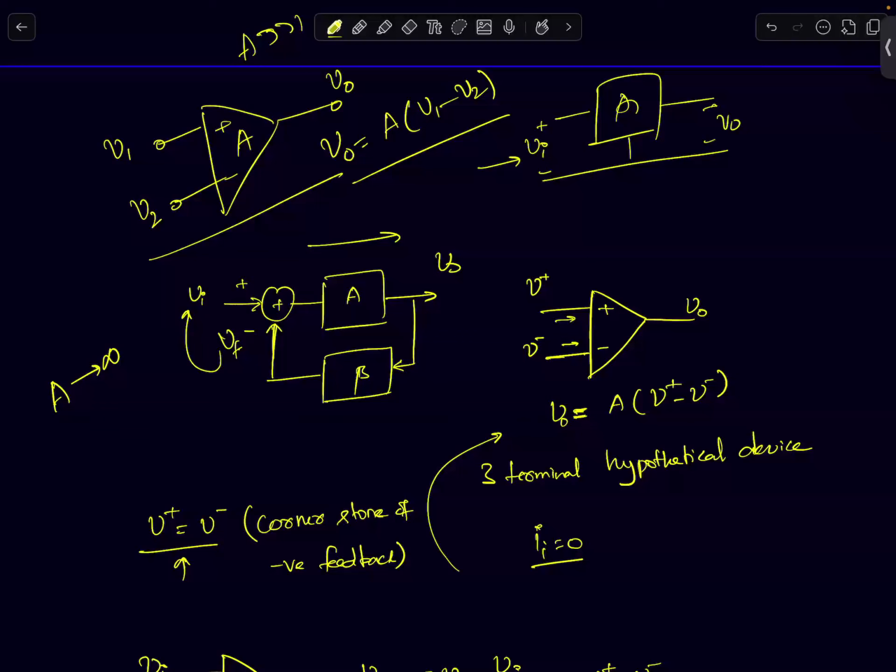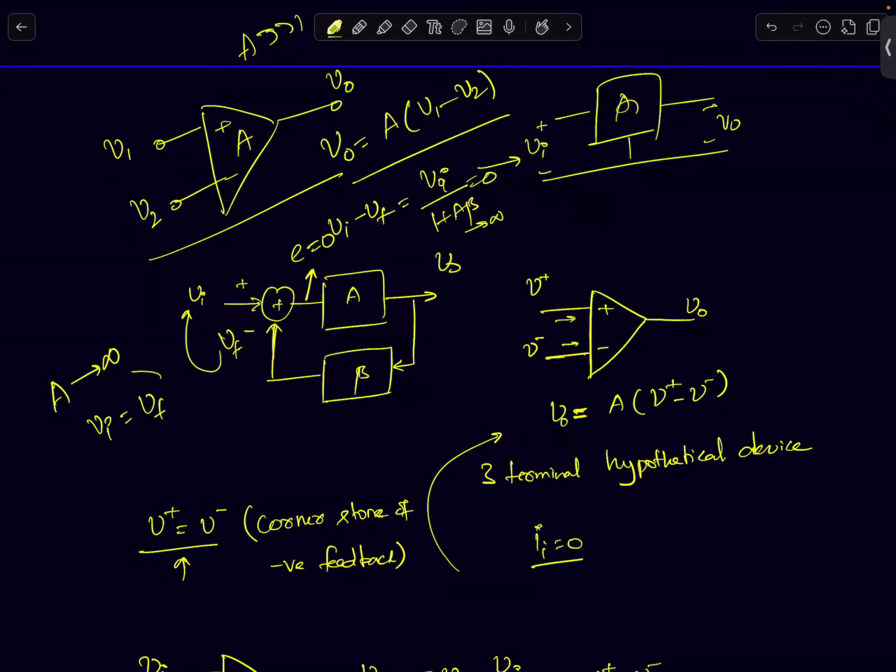Now you can very easily show this mathematically. You can show that the error signal here, let's call E as Vi minus Vf, will simply be equal to Vi by 1 plus A beta. I'm not even going through the math. It's very easy to show that. The error signal here is simply Vi by 1 plus A beta. And if A tends to infinity, the error signal goes to 0. So the error goes to 0, which means your input signal will be forced to be equal to the feedback signal.